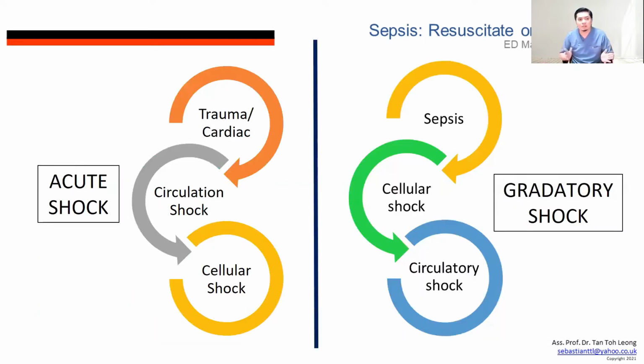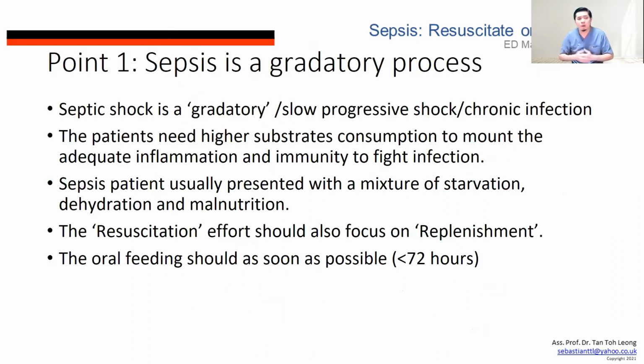Comparing head to head, this is trauma and this is sepsis. You can see the paradoxical difference: circulatory shock then cellular shock in trauma, compared with cellular shock first in sepsis and then leading to circulatory shock. That's why I call it a gradual shock. So point number one, sepsis is a gradual shock. It's a slow process due to chronic infection, and usually the patient needs higher substrate consumption to mount adequate inflammation and immunity to fight the infection.